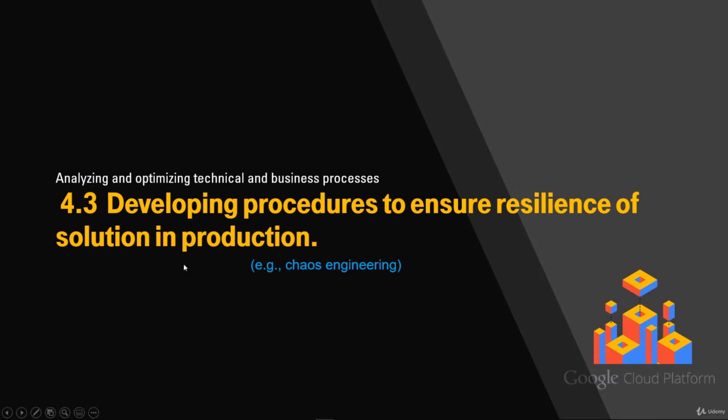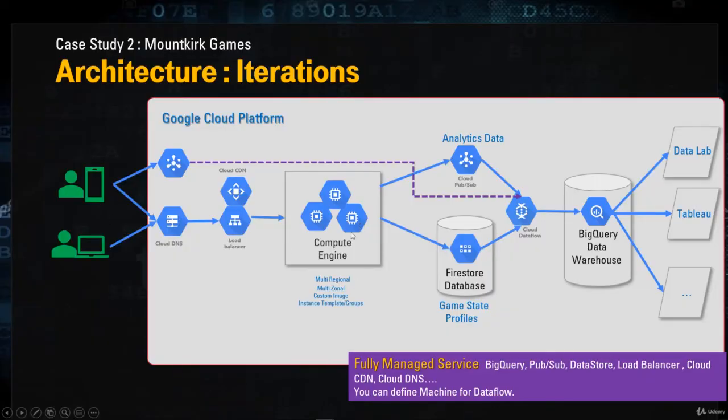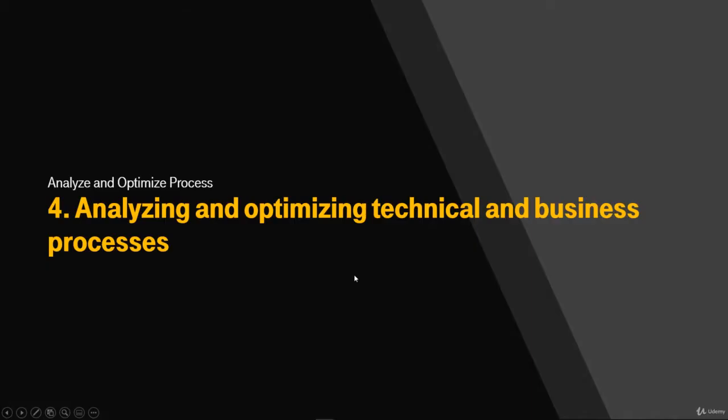Developing procedures to ensure resiliency of the solution in production is very engineering specific, and it is about how you are making sure that your application is running. And this is one of the concerns they have: the last popular game did not scale well. You need to make sure that all the procedures are in place. If you look at scalability, Compute Engine is in place when you are configuring the autoscaling parameters in the instance group and instance template.